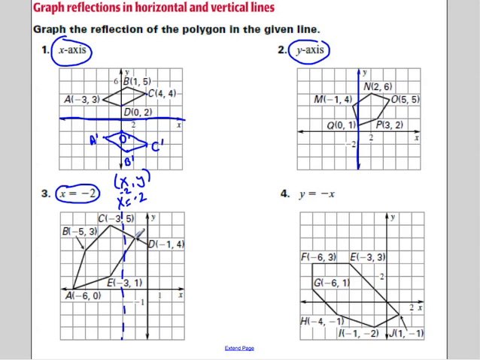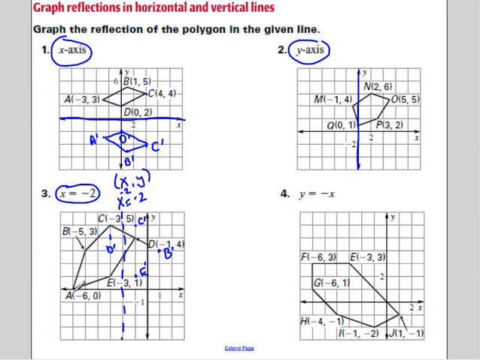Same concept then, we just say, well, how far is D from the line? Well, it's 1 unit, so we'll put 1 unit over here and we'll call it D prime. C is how many units? Well, it's 1 unit, but it goes the other way. We'll call this C prime. B over here is 1, 2, 3 units, so we go 1, 2, 3 units past the line this way. This is B prime. E is only 1 unit, so E prime is only 1 unit away.